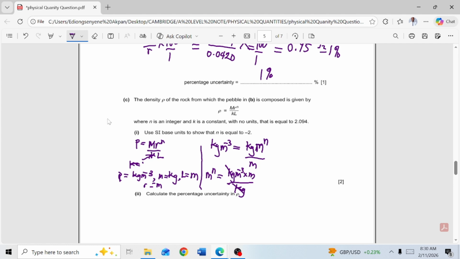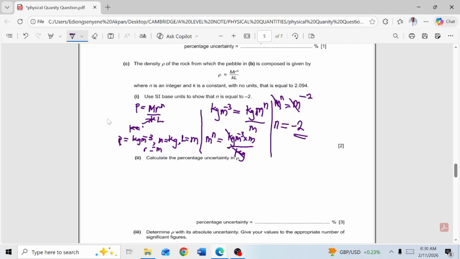Remember this now. We have m raised to power n equal to m raised to power minus 2. Since the bases are the same, we can take the power, n equal to minus 2.